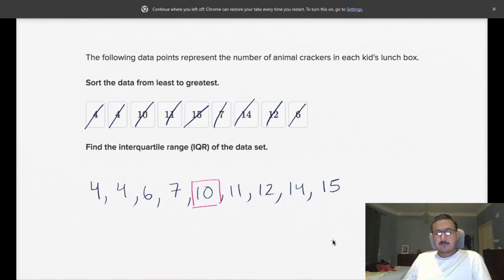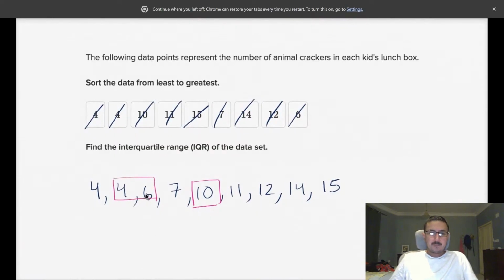And the interquartile range is all about figuring out the difference between the middle of the first half and the middle of the second half. It's a measure of spread, how far apart all of these data points are. And so let's figure out the middle of the first half. So we're going to ignore the median here and just look at these first 4 numbers. Since I have an even number of numbers, I'm going to calculate the median using the middle 2 numbers, and I'm going to take their average.